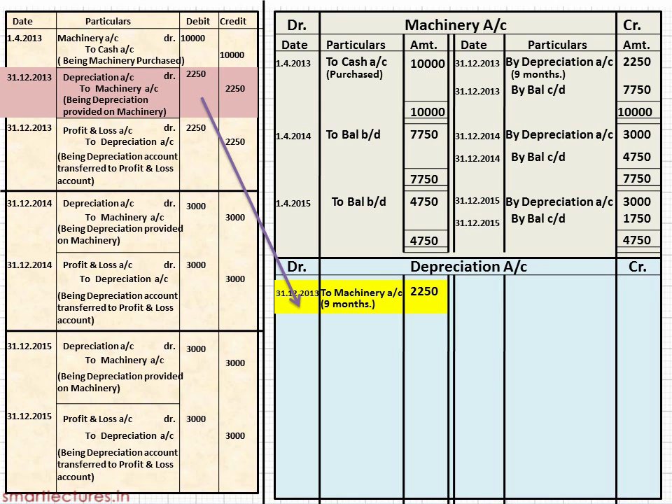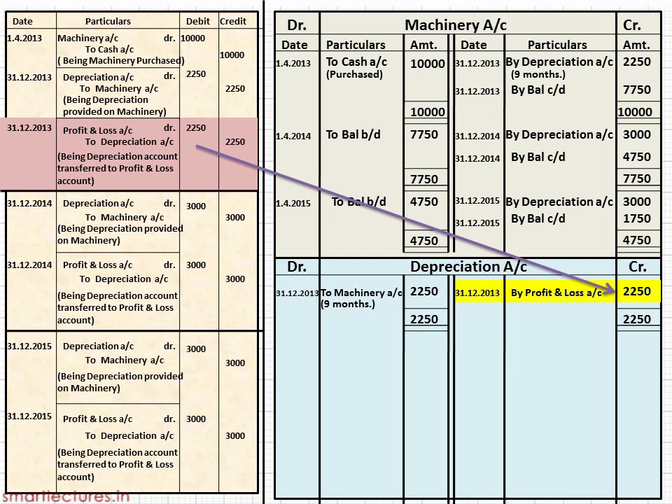Now come on the credit side. 31st December 2013. You have to close this account. Means you have to transfer the balance to profit and loss account. So you can write down by profit and loss account 2250, and the total on both sides 2250. There is no balance CD, no balance BD. For nominal accounts, there is never ever balance BD. Means you will never ever find opening balance in nominal accounts. Depreciation is a nominal account, so there is no balance BD or no opening balance.